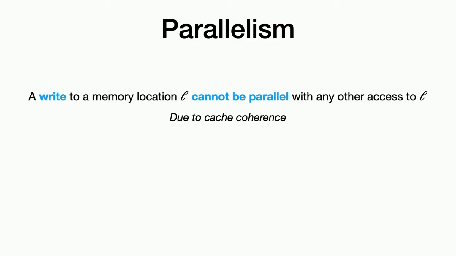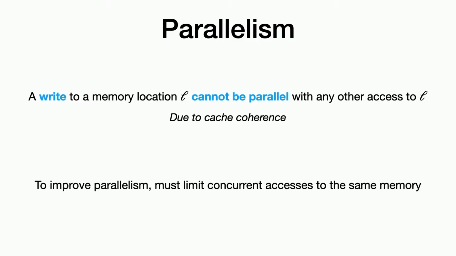So if we want to expand parallelism, we need to limit the number of writes that happen at the same time as any other access to the data. To improve parallelism, we have to limit access to the same location. That's the basics of shared memory. Any questions so far?